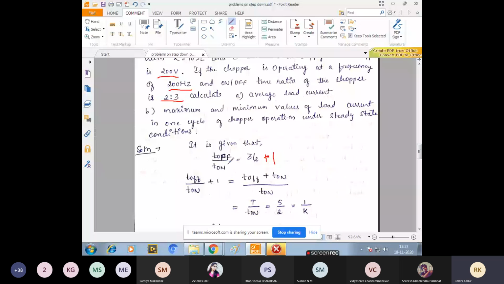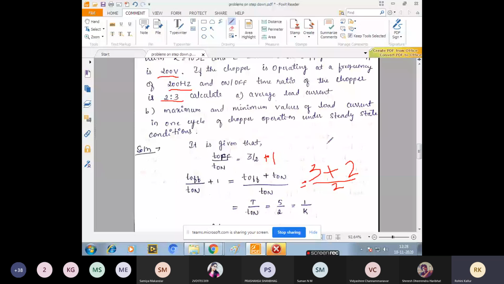Adding 1 to the other side, you get T off by T on plus 1, and take the LCM. So it will be T off plus T on, whole divided by T on. And this side, with the LCM 2, it will be 3 plus 2, so the value is 5 divided by 2. T off plus T on is the total time period T. So T divided by T on is equal to 5 divided by 2.